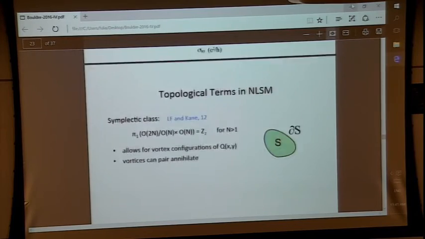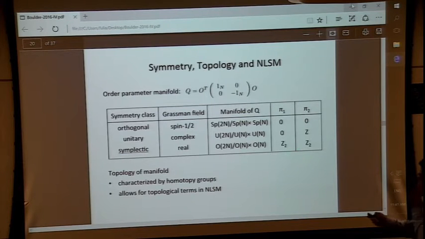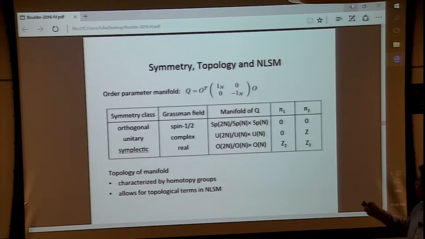What about the symplectic class? Remind you that the symplectic class has two topological indices, pi 1 and pi 2. The first thought would be, just following the spirit of the unitary class, that the second homotopy group is non-trivial. It has a Z2 index. So perhaps the topological term associated with that will describe a theory of Anderson transition in the symplectic class in 2 dimensions. But that turns out not to be the case. So instead, what does the second homotopy map, the Z2, actually describe?